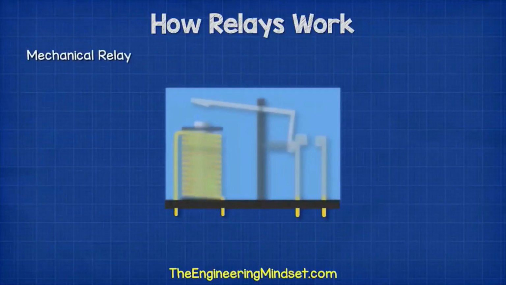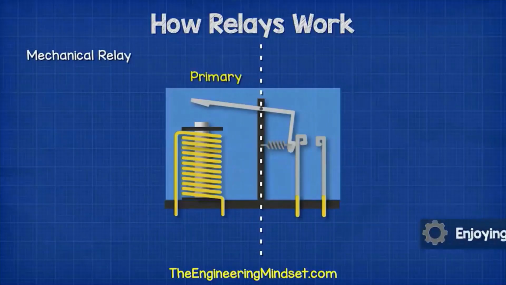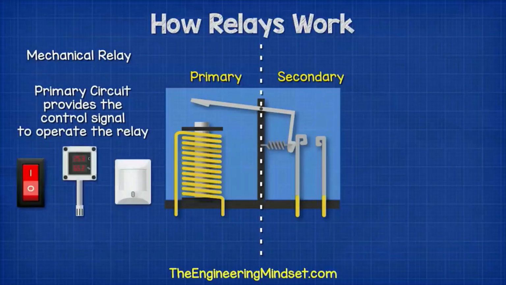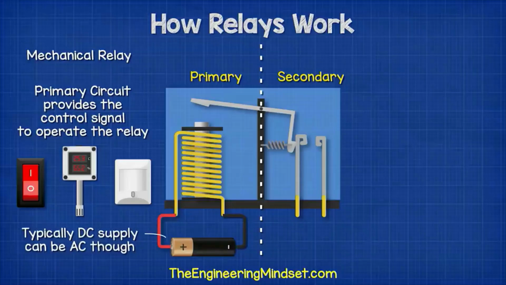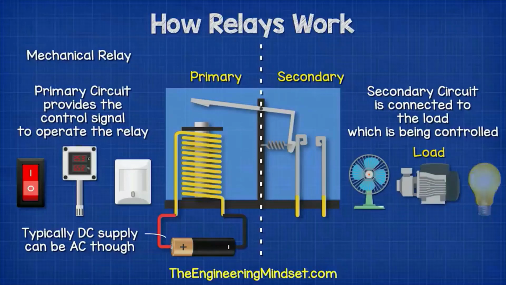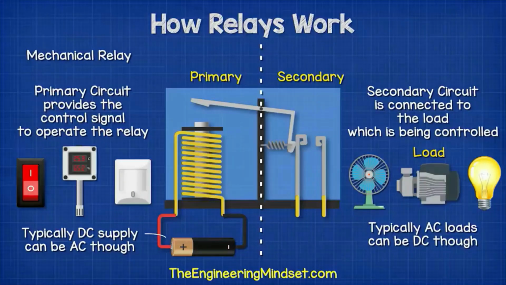There are two main circuits in the relay, the primary side and the secondary side. The primary circuit provides the control signal to operate the relay. This could be controlled by a manual switch, a thermostat, or some other type of sensor. The primary circuit is generally connected to a low voltage DC supply. The secondary circuit is the circuit which contains the load which needs to be switched and controlled. When we talk about a load, we mean any device that will consume electricity, such as a fan, a pump, a compressor, or even a light bulb.